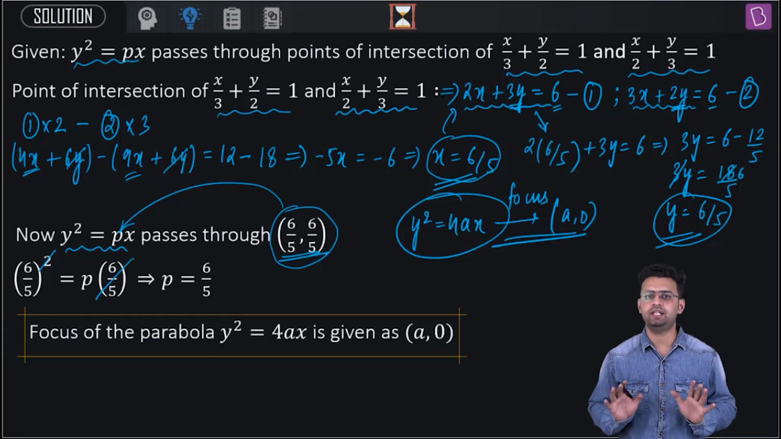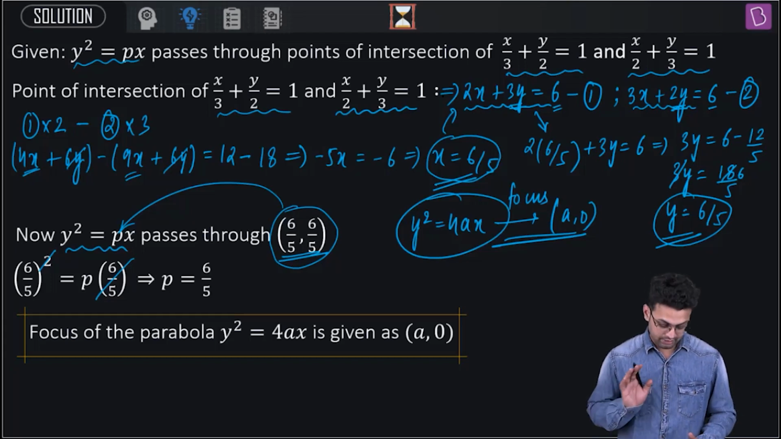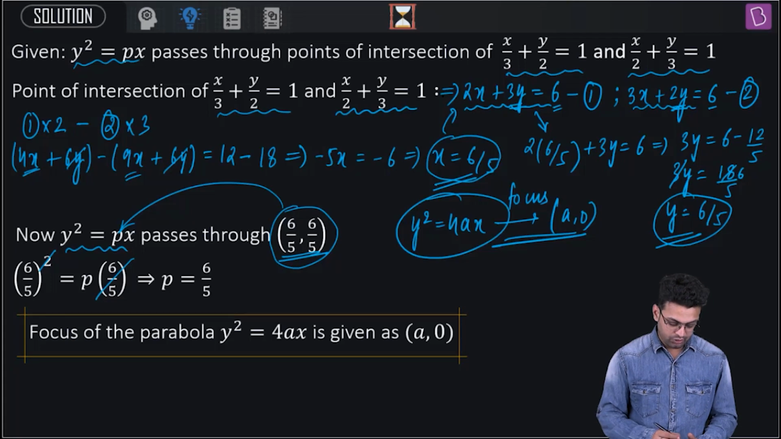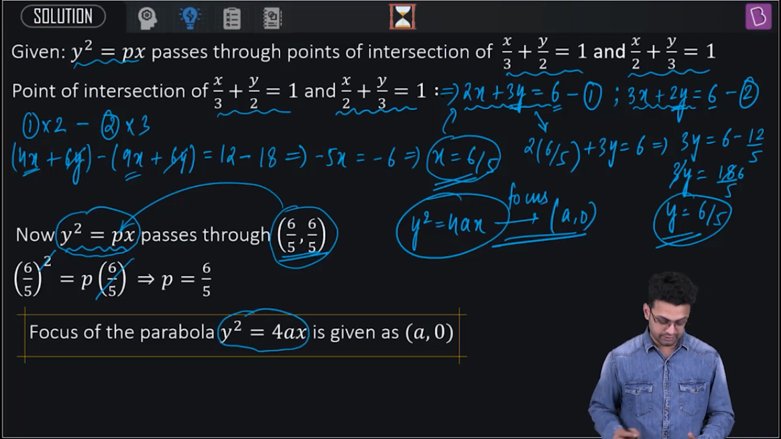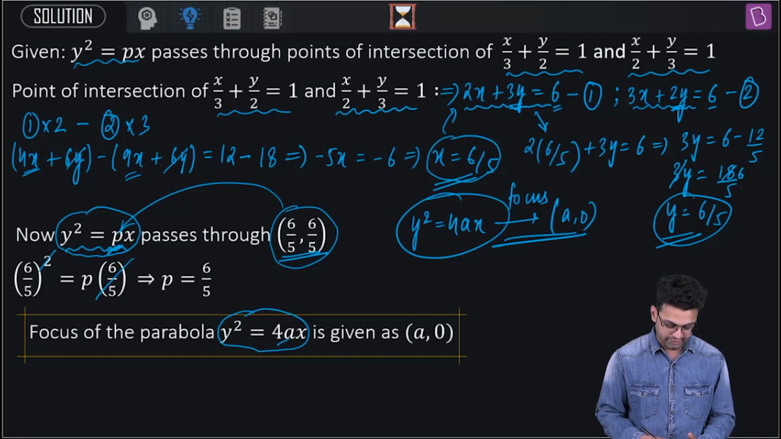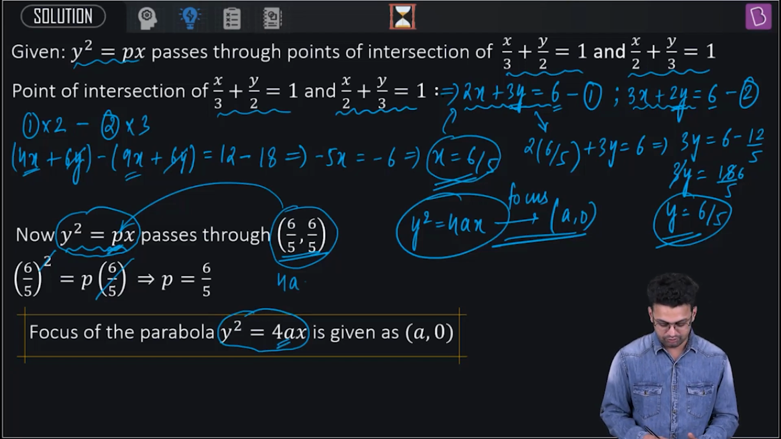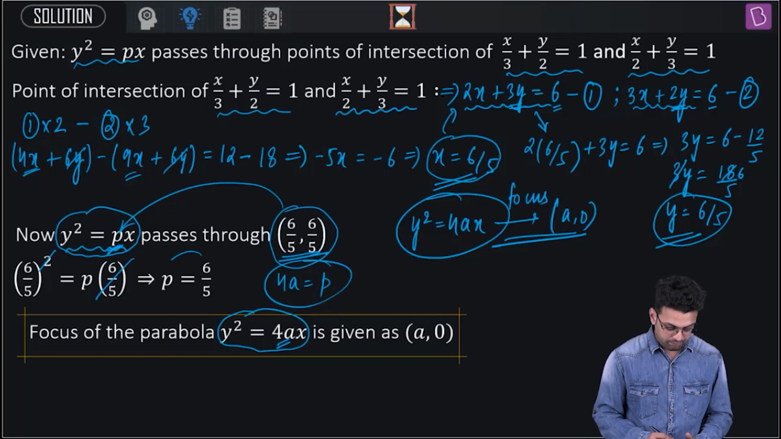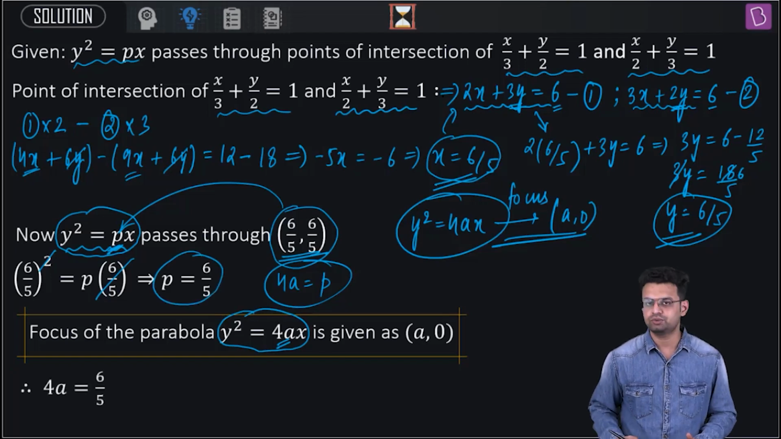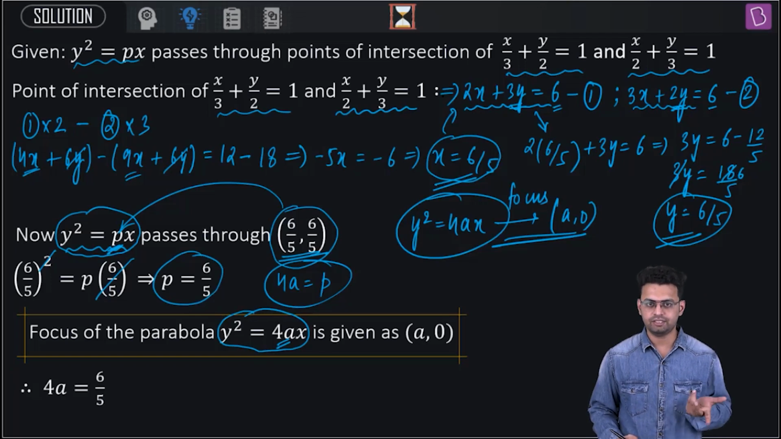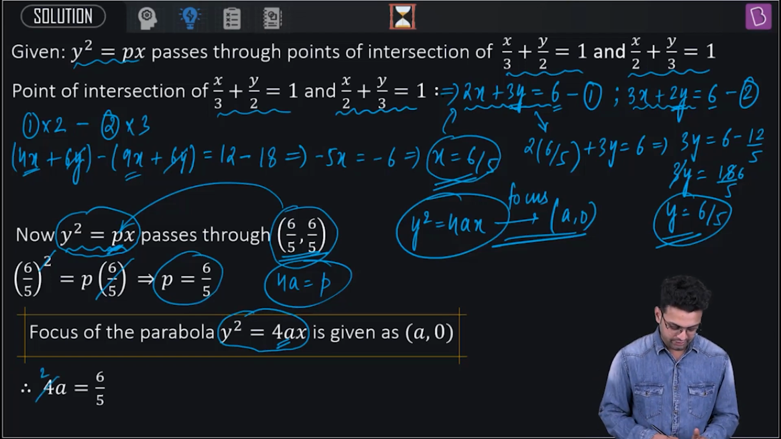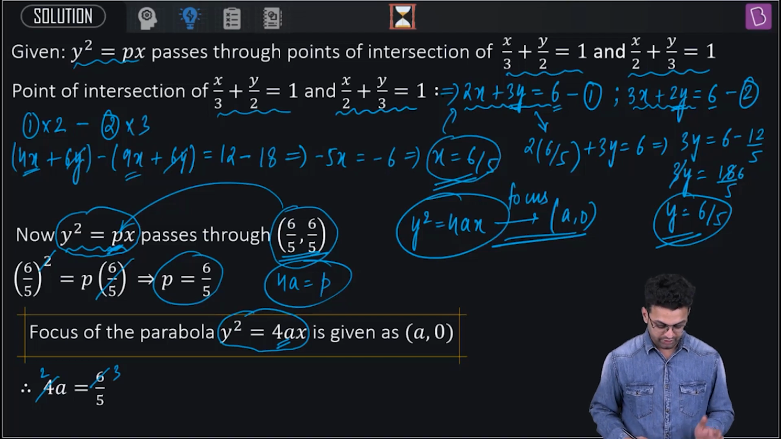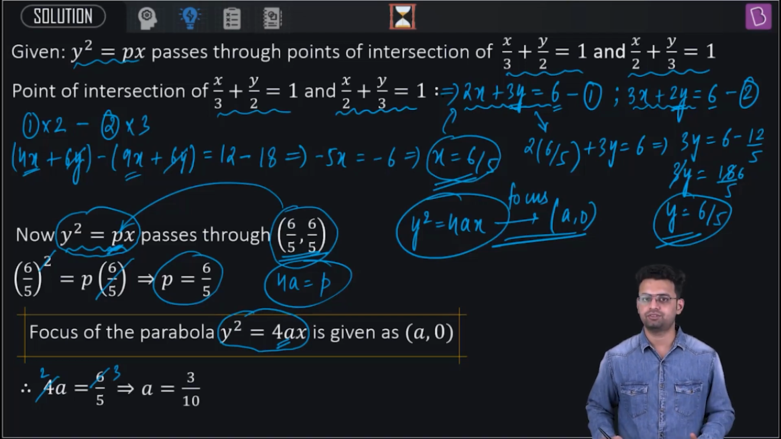Now carefully listen to me. We have the equation of the parabola as y square is equal to px. The moment I compare this equation with y square is equal to 4ax, the coefficient of x here is p, the coefficient of x there is 4a, that means 4a is equal to p. Correct? The value of p is already known, that means 4a is equal to 6 by 5. Obviously, now 4 and 6 will get cancelled out, so 2 2s are 4, 3 2s are 6. So finally what will a become? a will become 3 by 10.